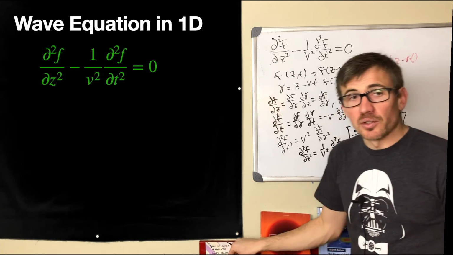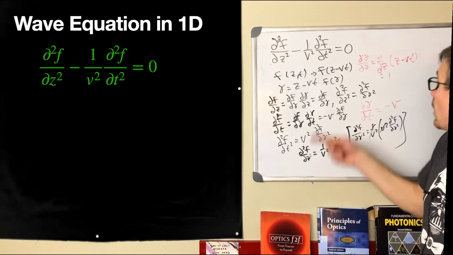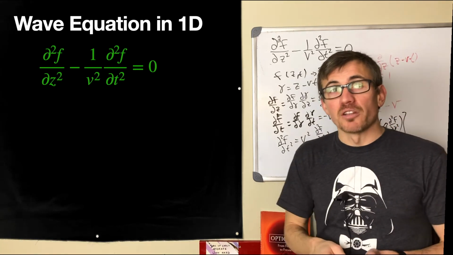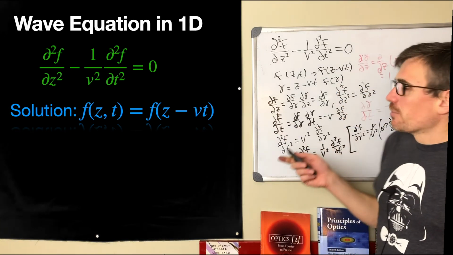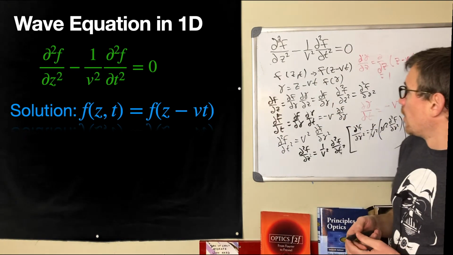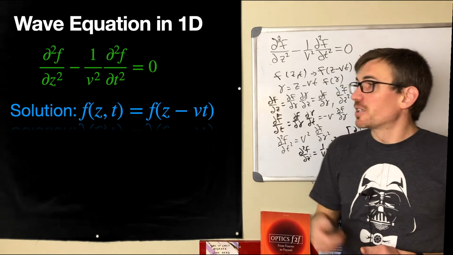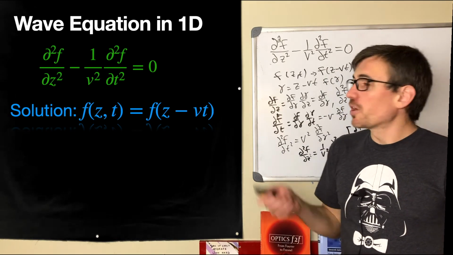Okay, just a quick little derivation. So any function of this form is going to solve that one-dimensional wave equation. What does that actually mean, by the way? This is actually a plus or minus z or t because v can be positive or negative. But what does this actually mean?